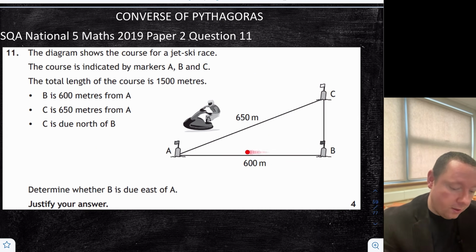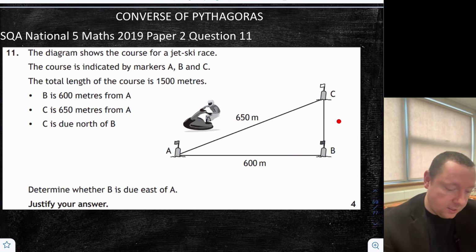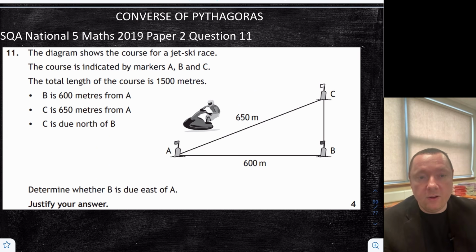Well, if it is, it will be a right angle. Now, you cannot use Pythagoras to get this missing side because you're going to try and prove it's a right angle. So we'll start off with the fact that the whole course is 1500. 600 plus 650 is 1250.